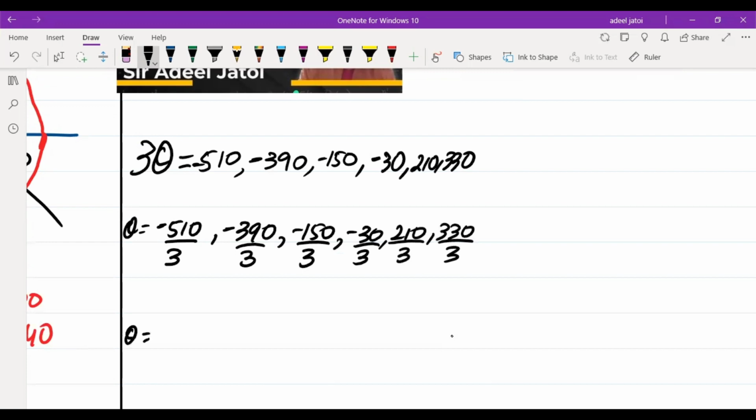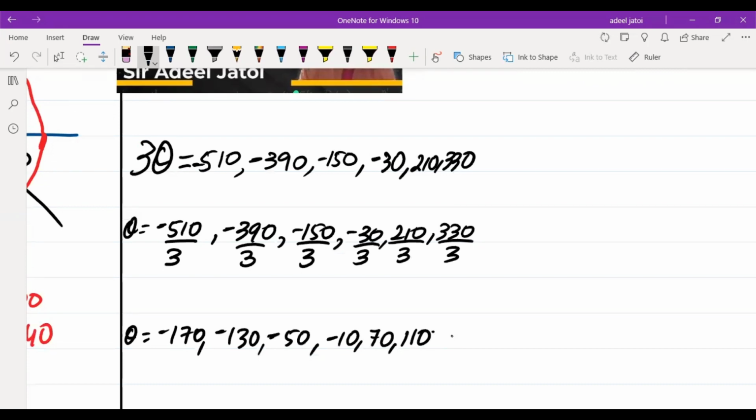Negative 510 divided by 3 is negative 170. Negative 390 divided by 3 is negative 130. This is negative 50. We already calculated negative 10. This is 70 and this should be 110.